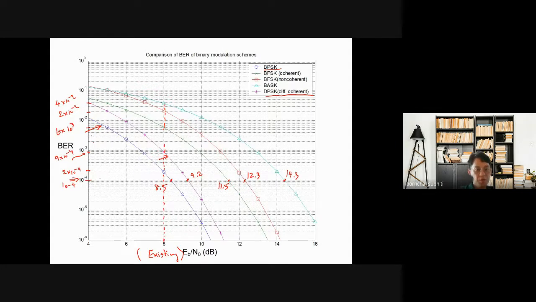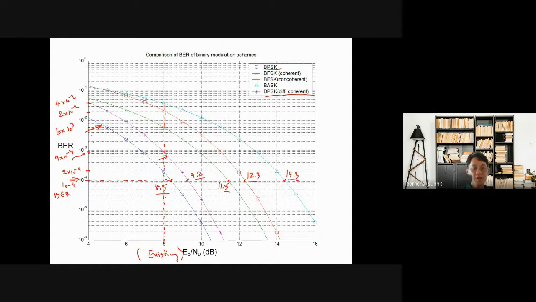So you can compare these plots from the SNR axis, or you can compare them from the bit error rate axis. If you look at the bit error rate axis, you find that for a bit error rate of 10 negative 4, for BPSK, you only require 8.5 decibel in the system. But for DPSK, you need at least 9.2 decibel in the system. And so on. If you want to use BASK, then you need at least 14.3 decibel for the SNR.